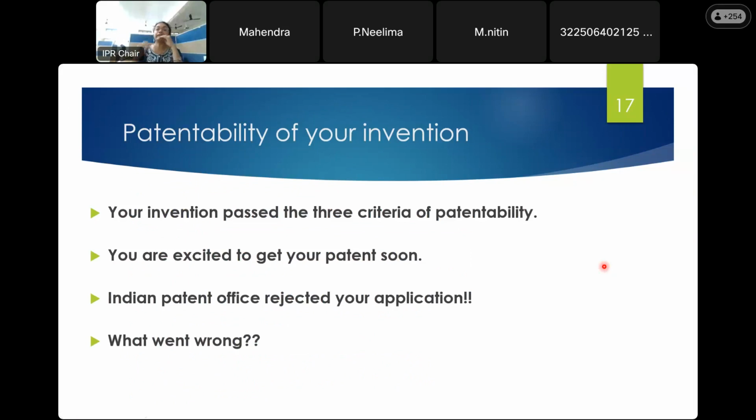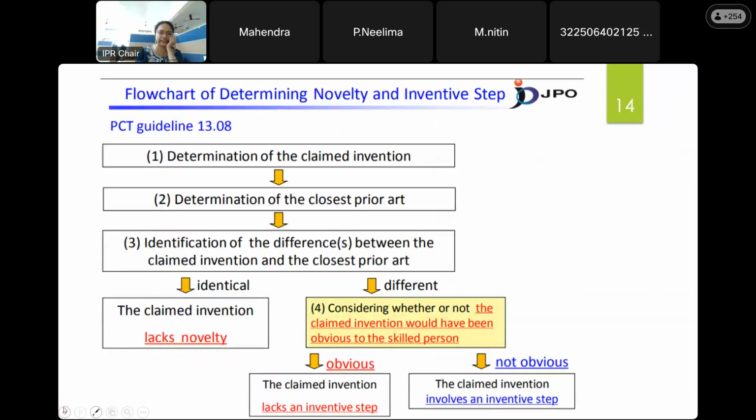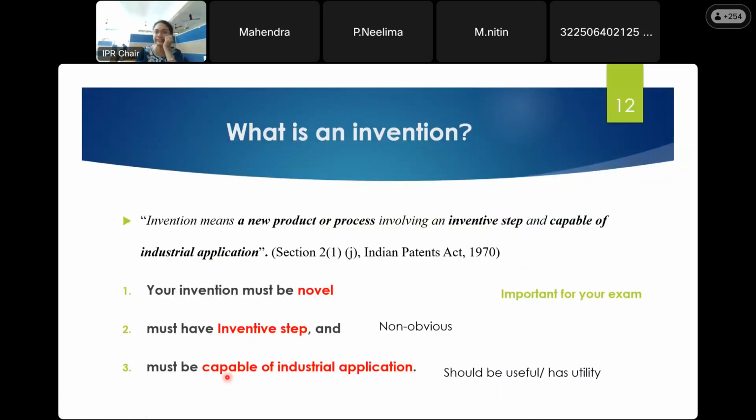So patentability of your invention: the invention passed 3 criteria of patentability. Supposing that your invention passed them, you have now understood the idea of patentability criteria. By the way, these three are called patentability criteria. This is not written on this slide. Sorry about that. These things are called patentability criteria.